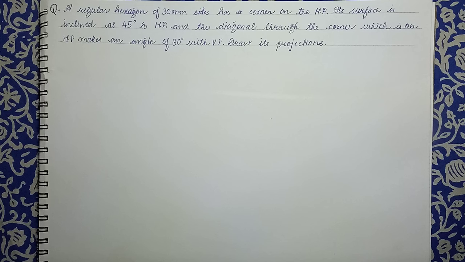Once again, we are back with a new problem. In this video, we'll see a special case problem. So the problem goes like this. A regular hexagon of 30 mm side has a corner on the HP. Its surface is inclined at 45 degrees to HP, and the diagonal through the corner, which is on HP, makes an angle of 30 degrees with VP.